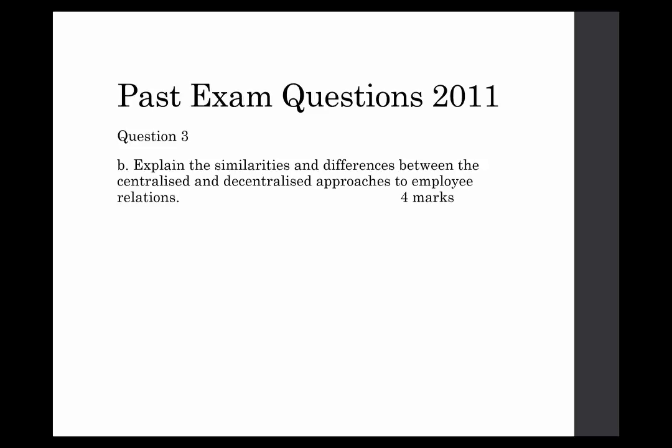Explain the similarities and differences between the centralised and decentralised approaches to employee relations. I'm not even going to go through it because it's exactly the same structure. So 2 similarities, 2 differences, 4 paragraphs, 4 marks. And again, a straight theory question. They have been reluctant in the past to really get you to apply employee relations to case studies. Maybe it's too difficult for them, I don't know. But there isn't a lot in past exams.